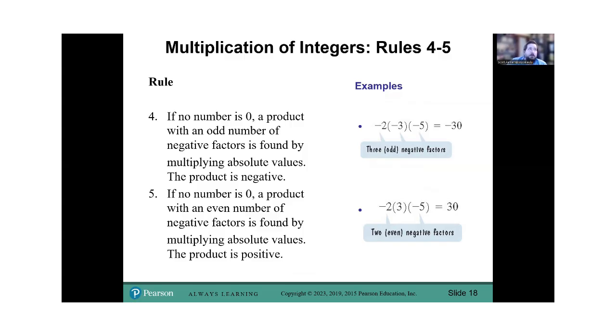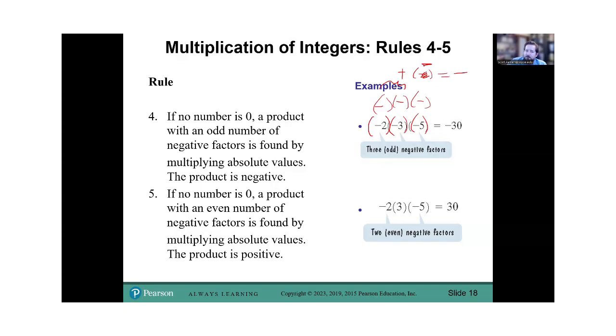If I have a bunch of multiplication, in this top one, negative 2 multiplied by negative 3 multiplied by negative 5. Well, this first negative times this second negative turns this into a positive. And then I have one more negative. So in the end, these guys turn into a positive and then multiplied by a negative. So my answer in the end is going to be negative.